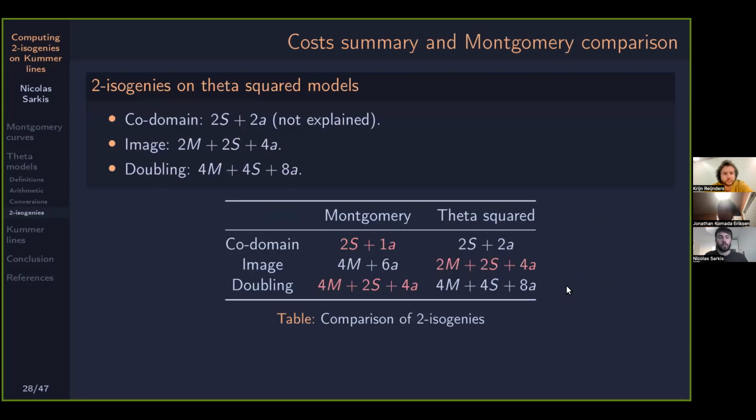So now to compare, because for arithmetic we compare to Montgomery, for 2 isogenies we will also compare to Montgomery. I did not explain the codomain cost, but this is what we get for image and doubling. Something similar to what happened with the ladder: images are faster in theta squared than Montgomery, but doubling and Montgomery are faster than doubling in theta squared. And codomain are faster, but by 1 addition, they're almost the same.